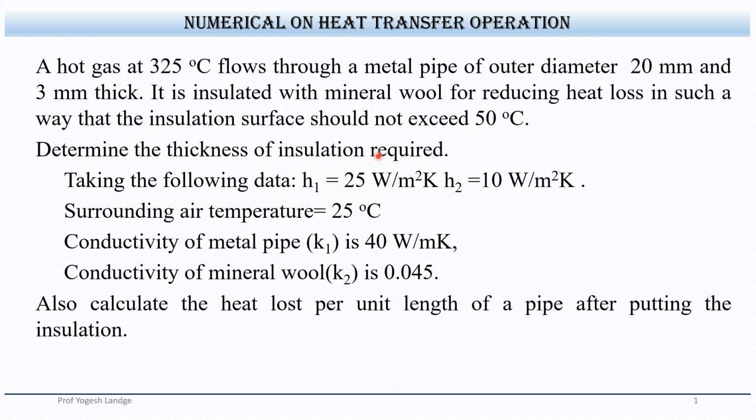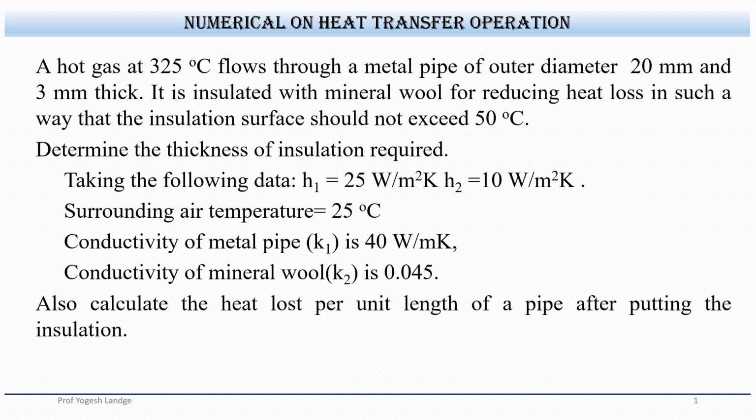H1, inside heat transfer coefficient, is 25; H2, outside heat transfer coefficient, is 10 watt per meter square Kelvin; surrounding air temperature is 25 degrees Celsius; conductivity of metal pipe, represented by K1, is 14; and conductivity of mineral wool, K2, is 0.045 watt per meter Kelvin. Also calculate the heat loss per unit length of a pipe after putting the insulation.